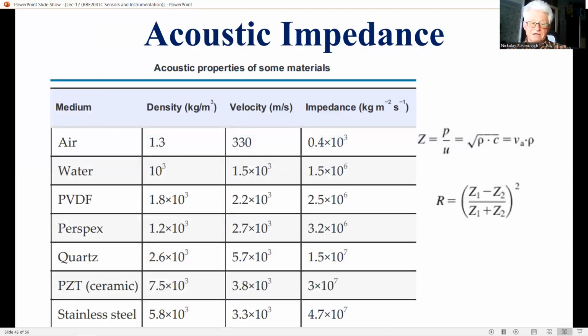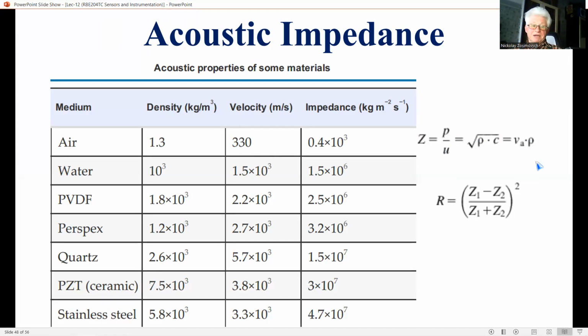The acoustic impedance is defined as the ratio between the acoustic pressure wave p and the particle velocity u in that wave. For a sound wave that propagates only in one direction, the acoustic impedance Z, as you can see in this expression, is found to be Z equals p over u, or the square root of rho times c, proportional to v times rho.